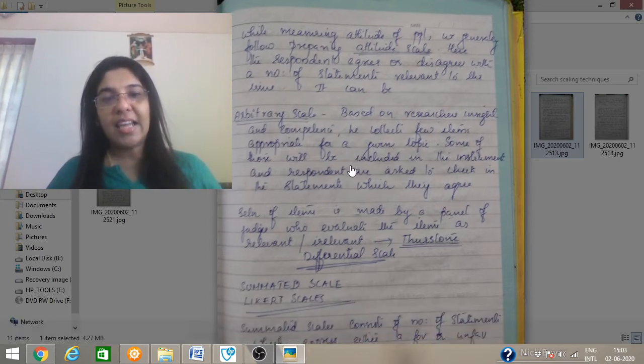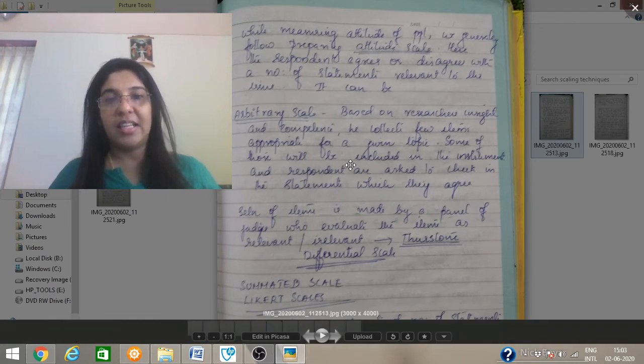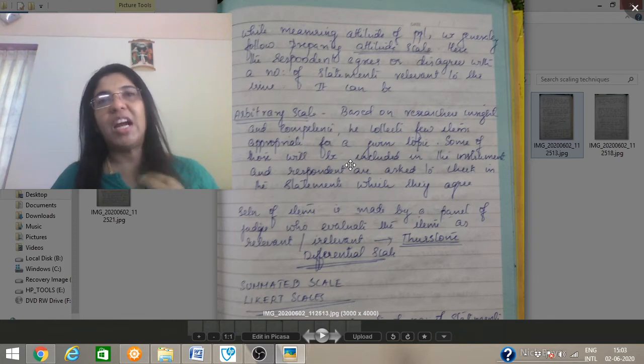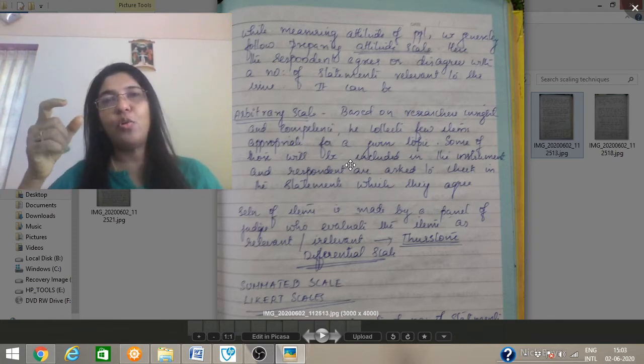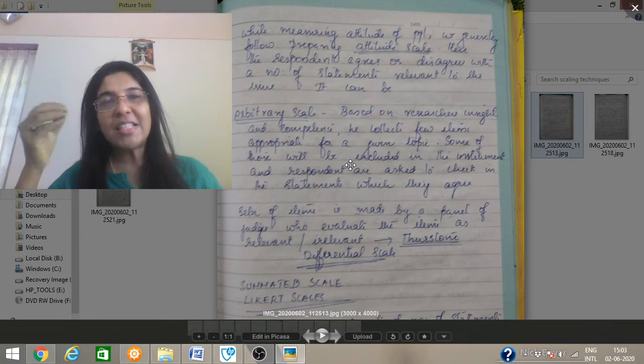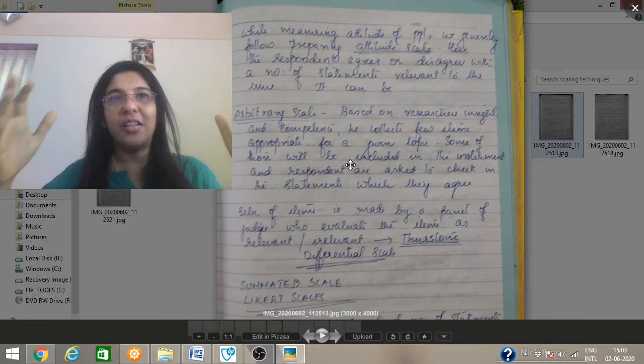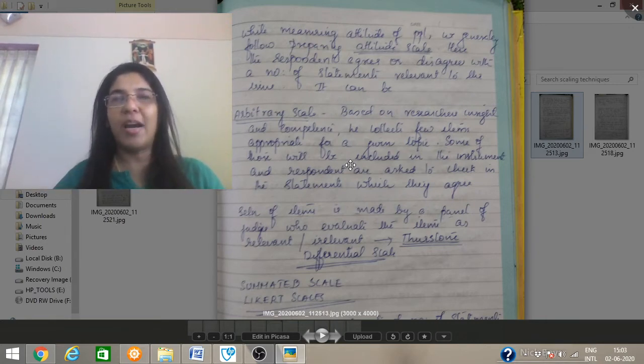And an attitude scale can be an arbitrary scale. It can be an arbitrary scale in the sense that, based upon the researcher who is doing the research and his experience and his competence, he collects a few items which are appropriate with regard to the topic. So in your project also, you have identified various variables based upon your knowledge, your competence, and your experience in this particular area. You have collected a few items, you have identified a few factors.